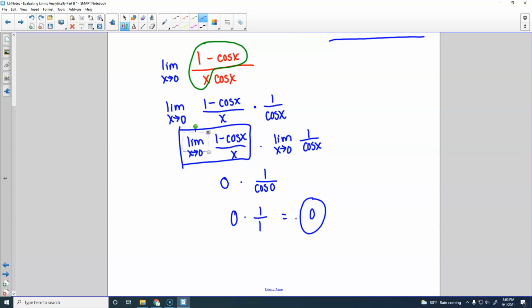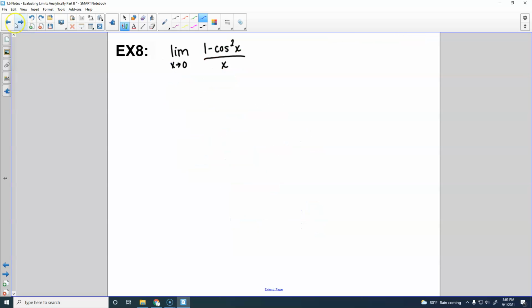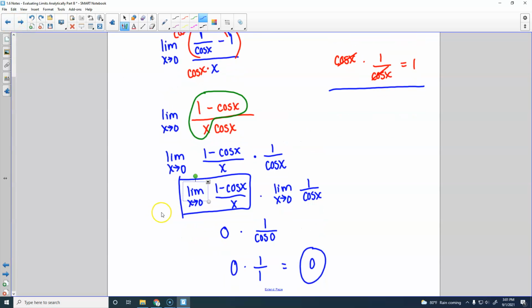No, because we're not going right. Wait, why does 1 over cosine 0, if you look at the unit circle, equal 1? Yeah. We just plug 0 into the limit here, just direct substitution.